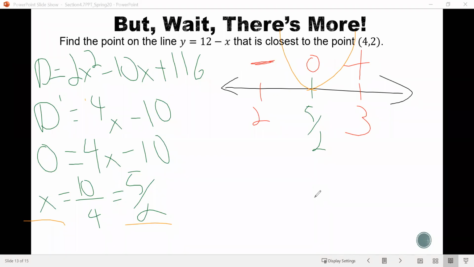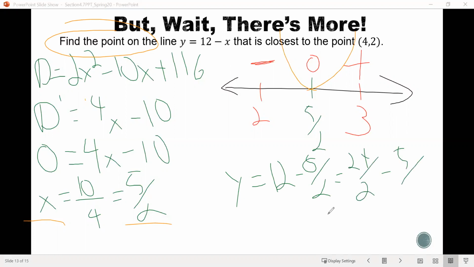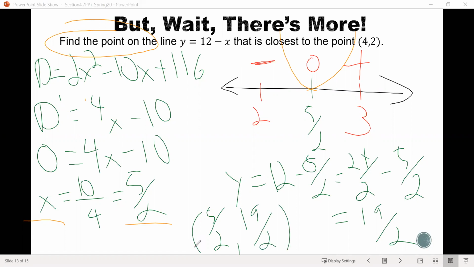And again, let's double check. Have we finished this problem yet? We're asked to find the point on that line, right? Well, just finding x equals 5/2 does not complete that part of the task, right? What else do we need to do? We need to find a value for y. So we could do y equals 12 minus 5/2, which would be like 24 over 2 minus 5/2. So it looks like we'd get 19 over 2 there. So we know then that our point that minimizes the distance is (5/2, 19/2).